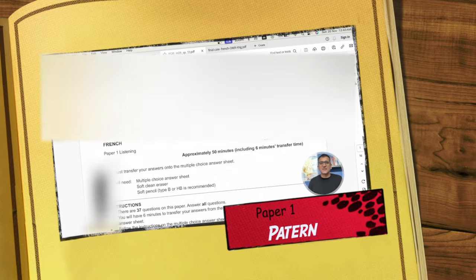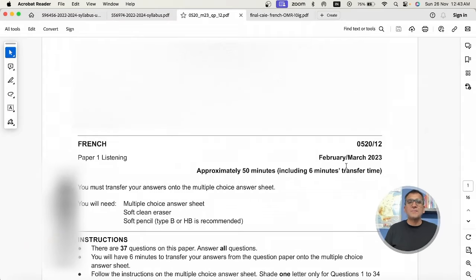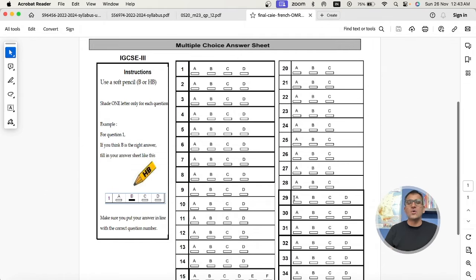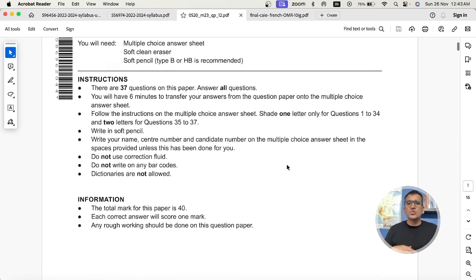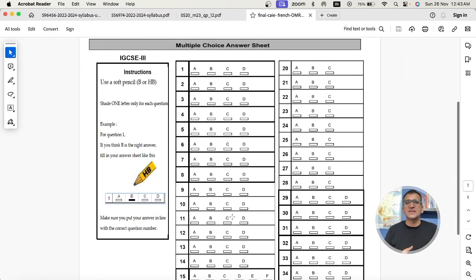Let's look at the pattern for the Cambridge Assessment International Education, we call it. So this is the Feb-March 2023 examination which I have taken, and this is of approximately 50 minutes. Students get the 6 minutes of transfer time to move or to select their answers in the OMR sheet. Remember, this is the OMR sheet. So the advice is you write your answers here first, and then in the last 6 minutes you quickly shade your answers here, so that you don't have to waste your time while you are listening to the audio.